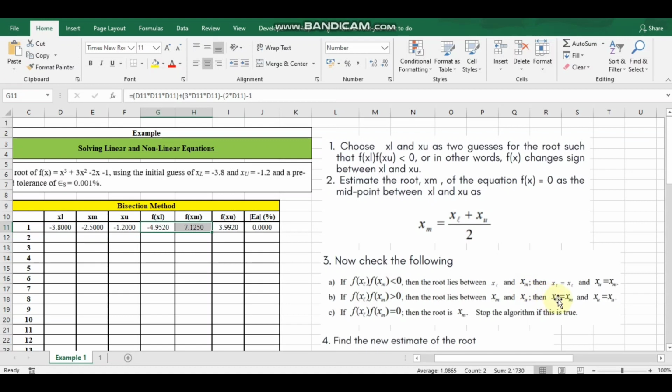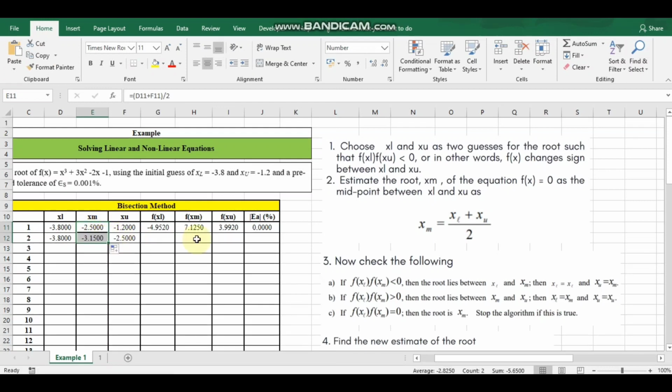So xl will remain xl and xm will be the new xu. We'll just have to pull this one and pull down. We will have a negative 3.1500 for xm, and we also have to pull down the columns for f of xl, f of xm, and f of xu.